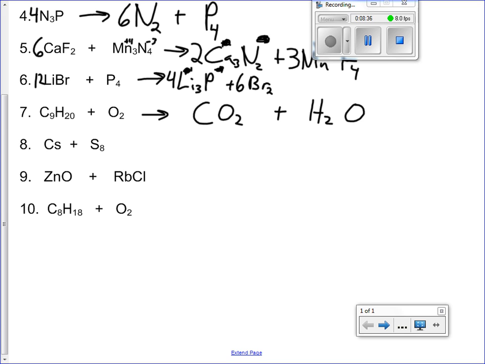All right, so carbon, there's 9 of them, so I put a 9 here. There's 20 hydrogens, so I need a 10 here. Now I can balance the oxygens. 9 times 2 is 18, plus 10 more is 28. What times 2 gives me 28? 14.